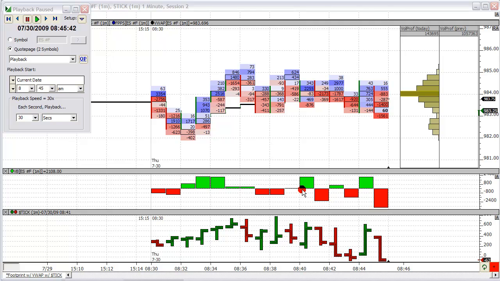Right here, this pane is the volume breakdown indicator, which was shown in yesterday's video. And then I just have a simple delta footprint. This is a 1-minute chart. I have it on a 1-minute chart because it's going to be easy to see this example along with the NYSE tick that I have down below.